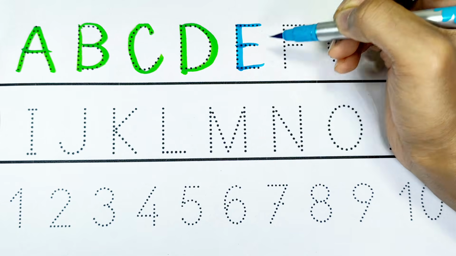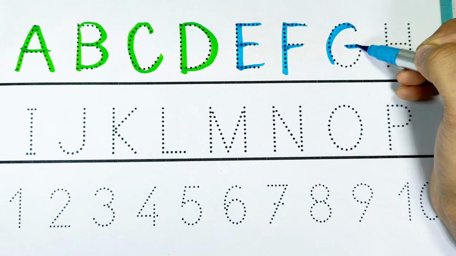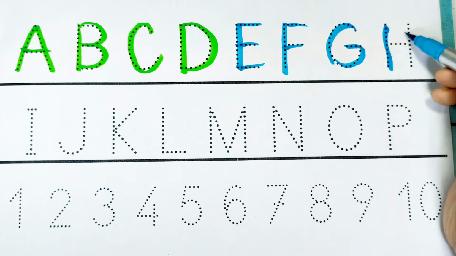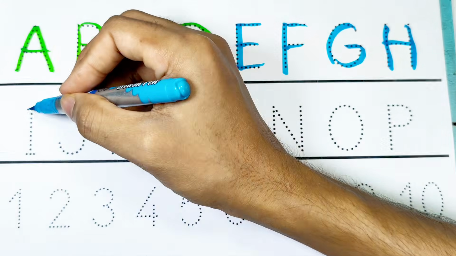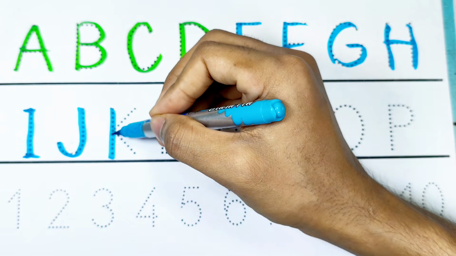E. F. The next one is G. G for gorilla. Kids, the next one is H. H for hand. I for ice, I for ice cream. J. The next one is K.